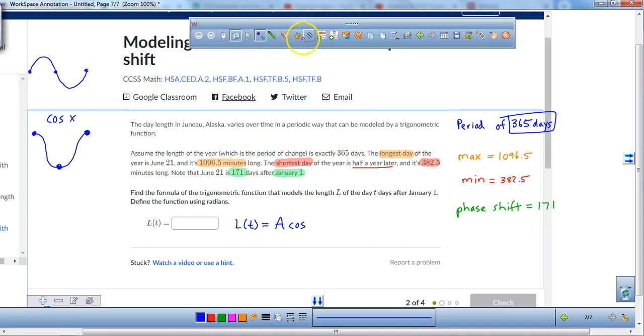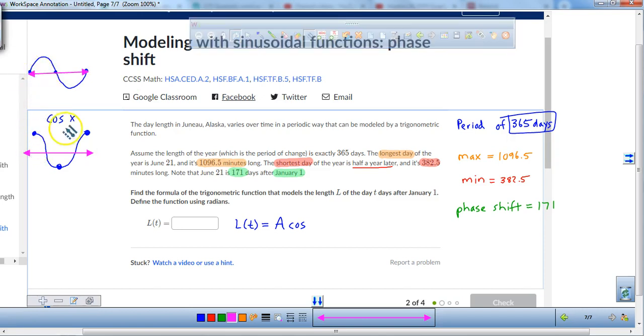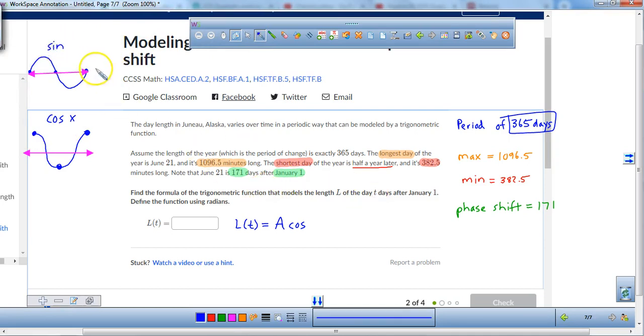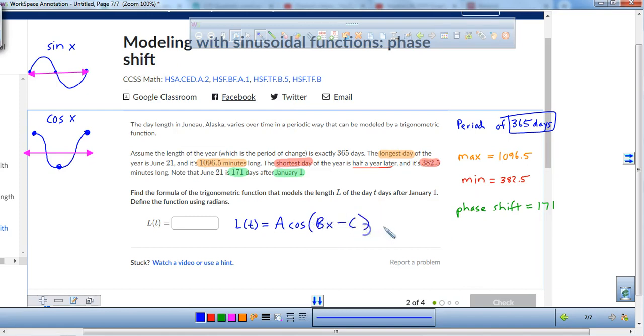Now the midline for a cosine function goes straight through the middle here, whereas the sine function's midline is right there. It starts at the midline. Here it starts above it. Here it starts at it. So we're using cosine versus sine. That's sine of x. So we have a cosine. Then we have bx minus c plus d.